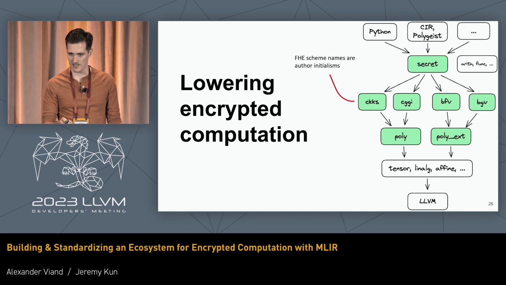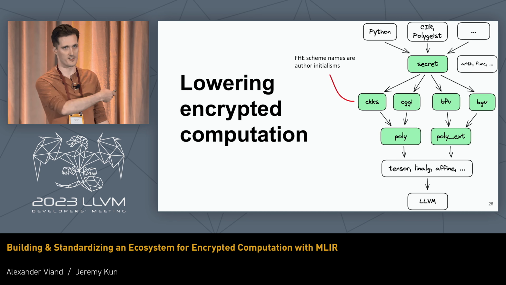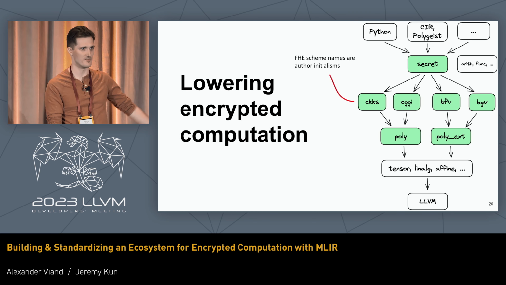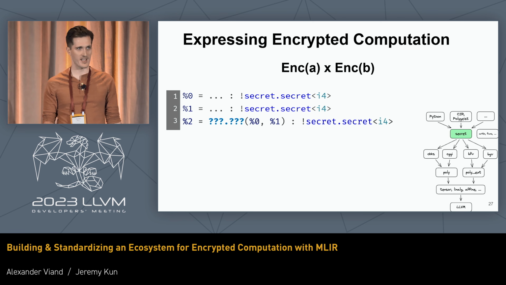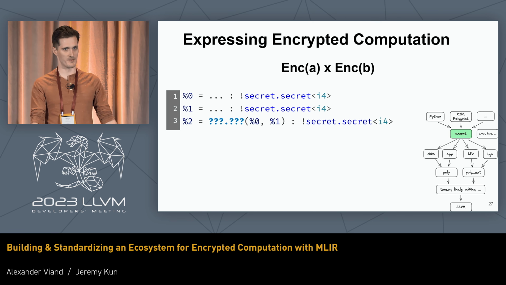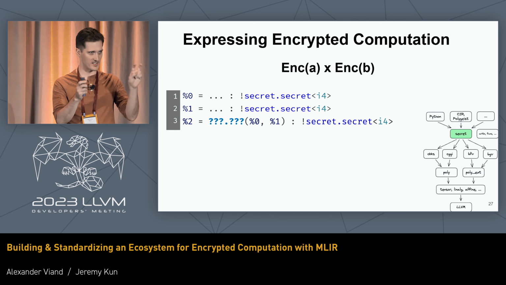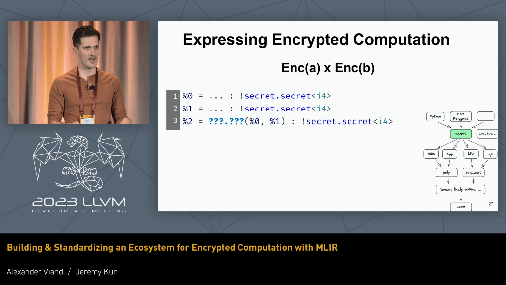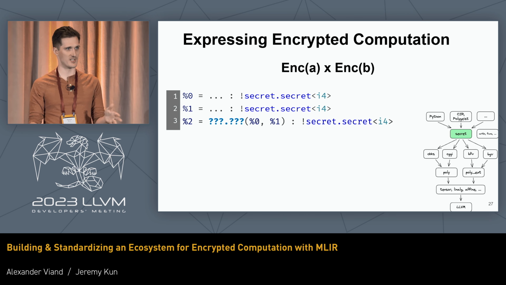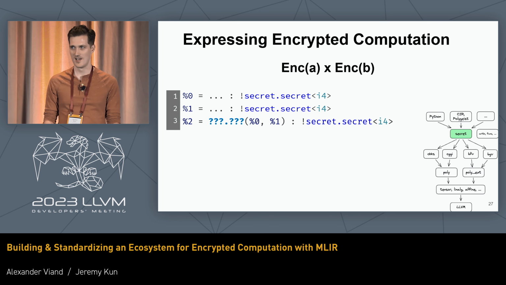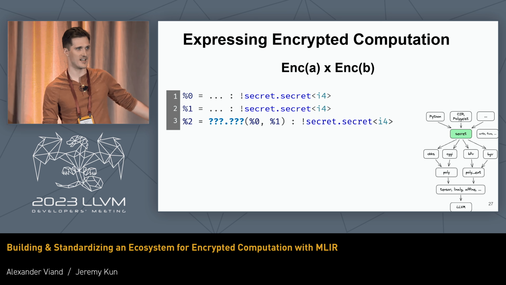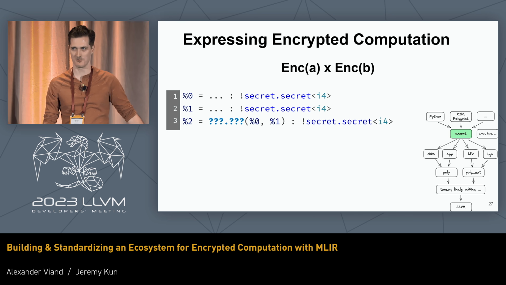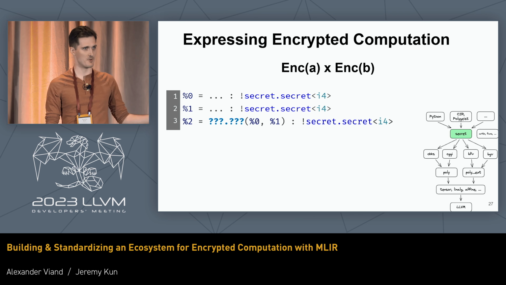Oh yeah, and then the second line of green things is all the different FHE schemes, their initialisms based on the authors. Yeah, so at the very top we have an input program. It's going to need to annotate some things as being secret or not secret. And then the question is, how do we represent operations on secret things? Some of the prior art has shadow arith dialects that just replicate all of arith, but on secret things, and we prefer not to do that.